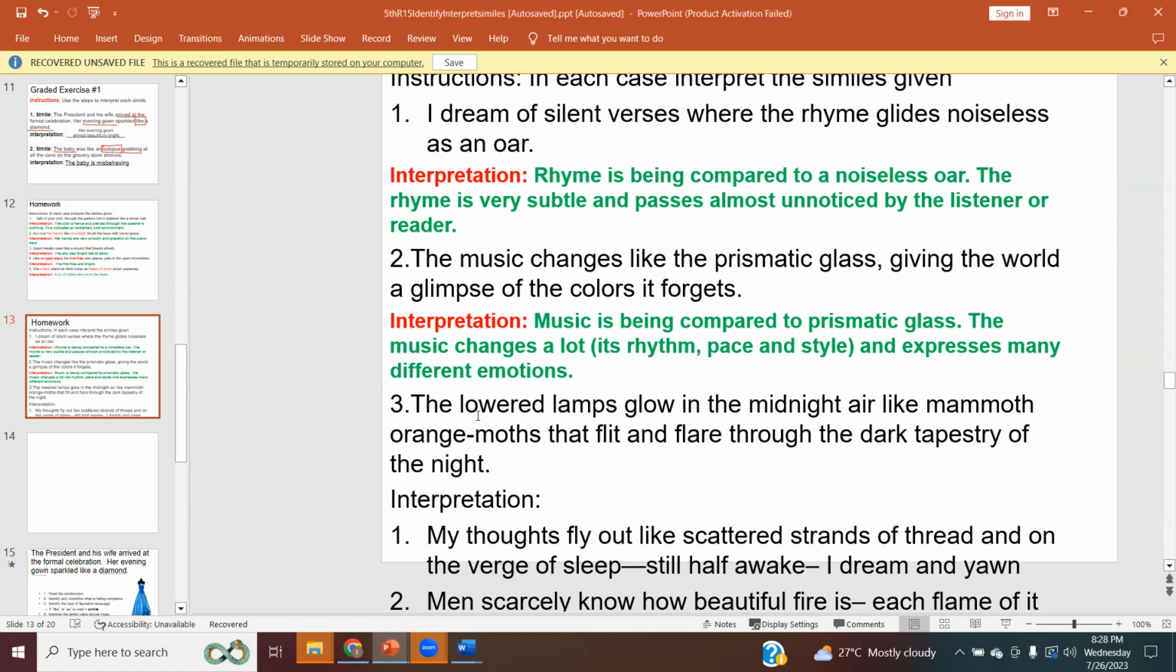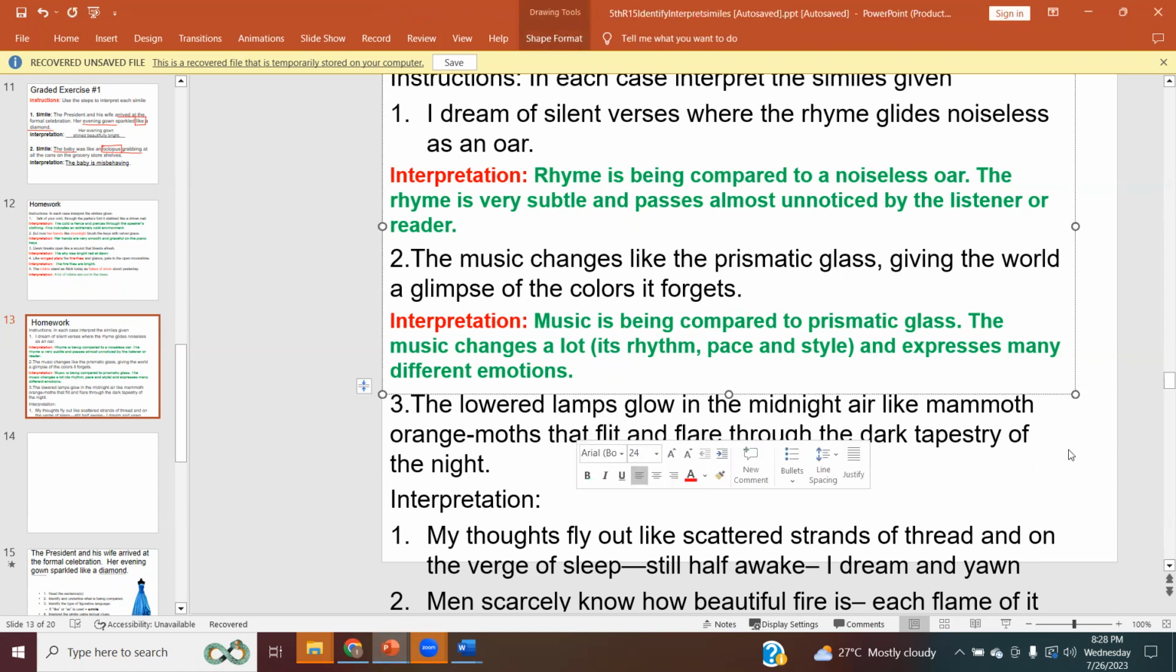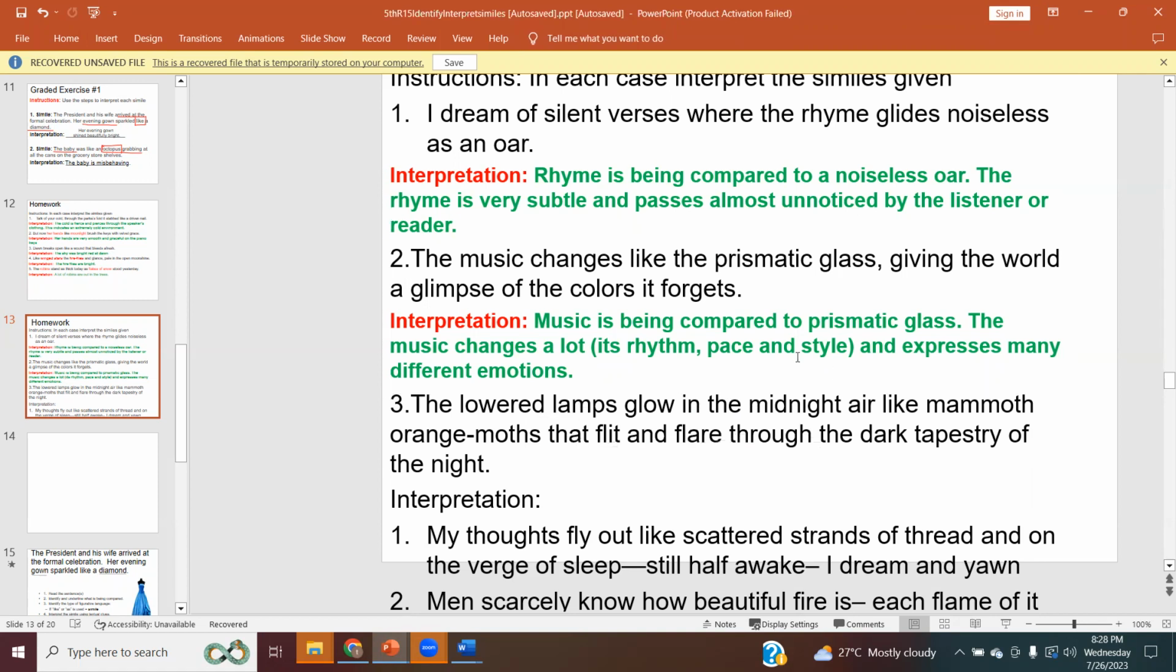Can you read number 3, please? The lowered lamps glow in the midnight air like mammoth orange moths that flit and flare through the dark tapestry of the night. Good.